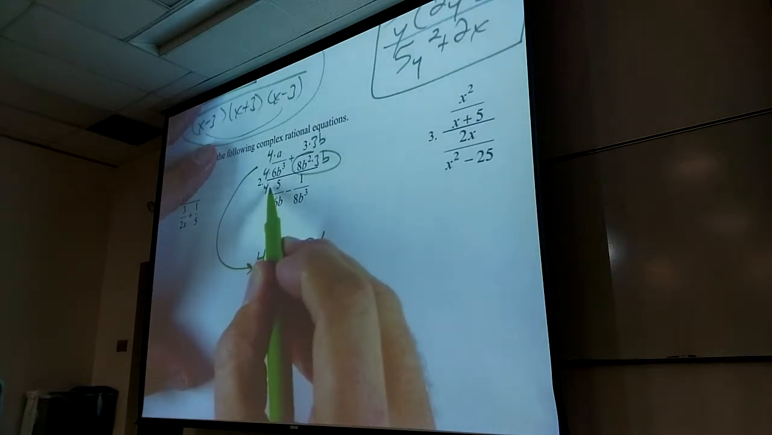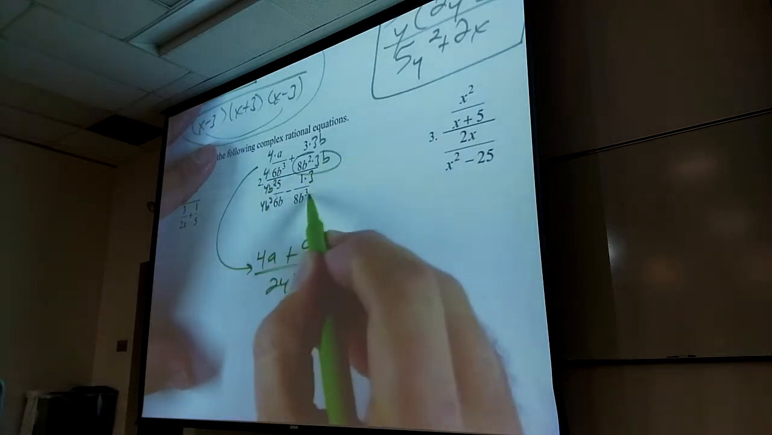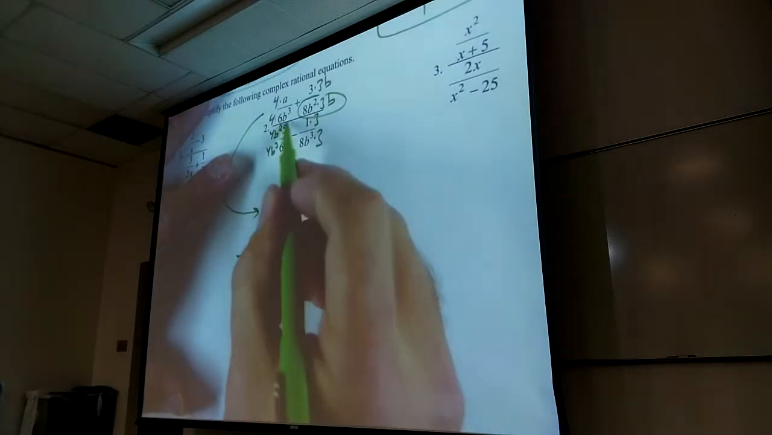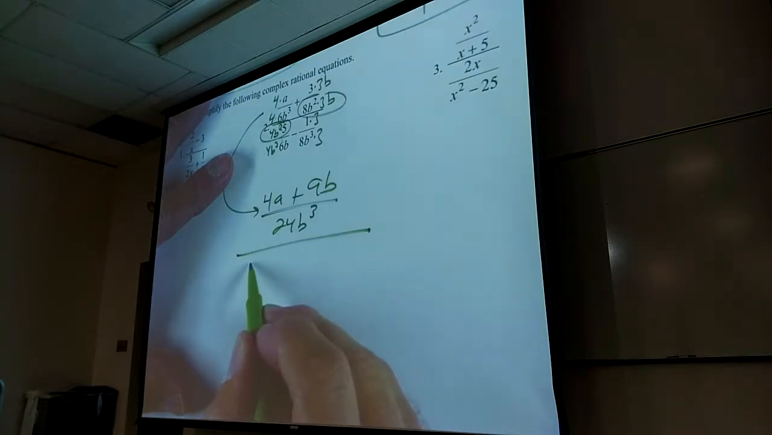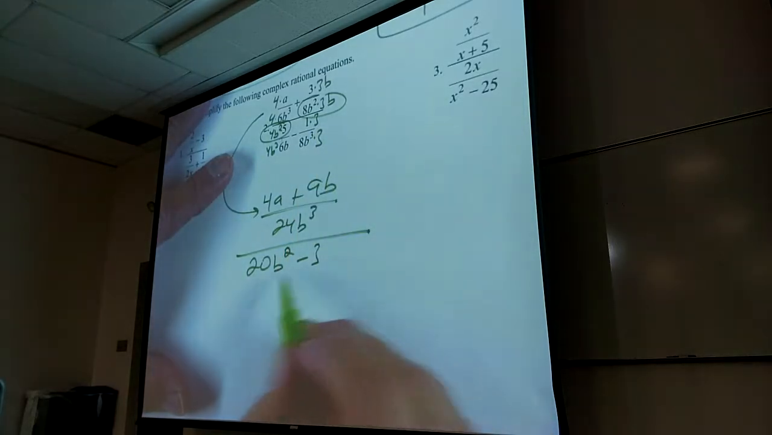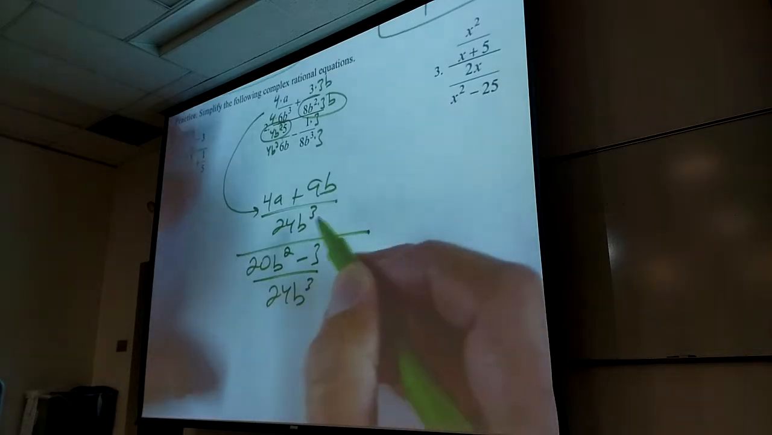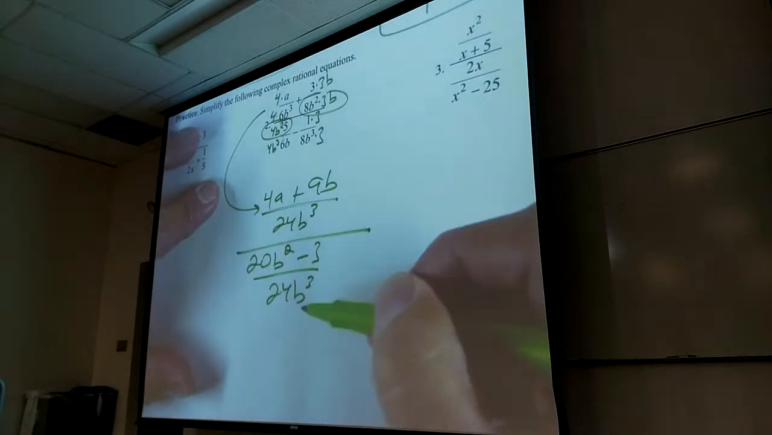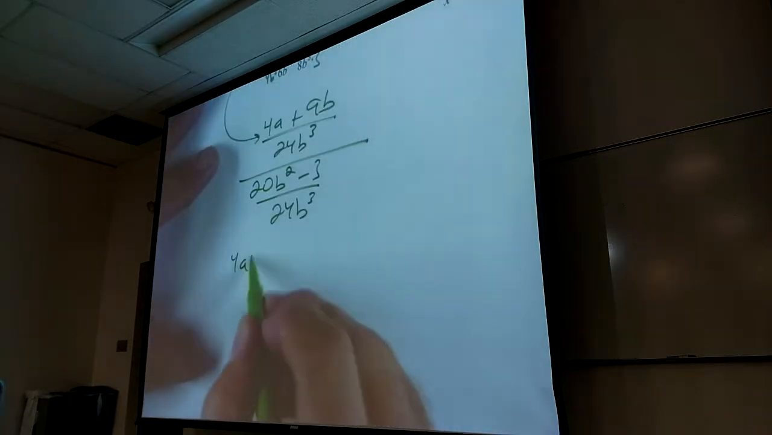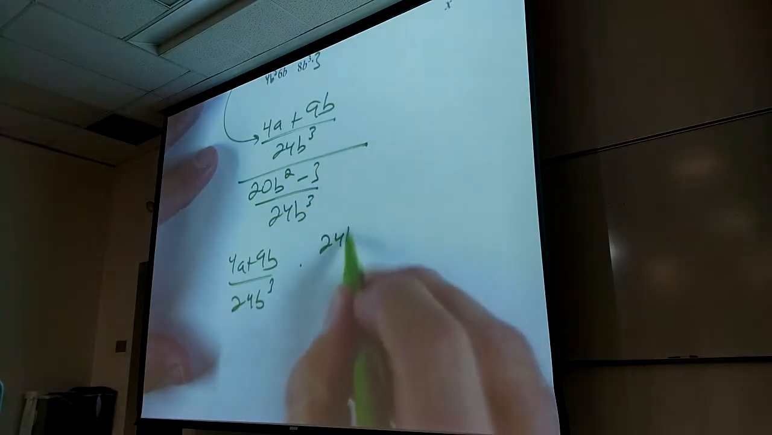He needs 4b squared. This guy needs just a 3. So on the bottom I get 20b squared minus 3 over 24b cubed. Now notice something that's really nice with this problem. Those are going to cancel when I flip this dude over, right? So I get (4a plus 9b) over 24b cubed times the reciprocal.